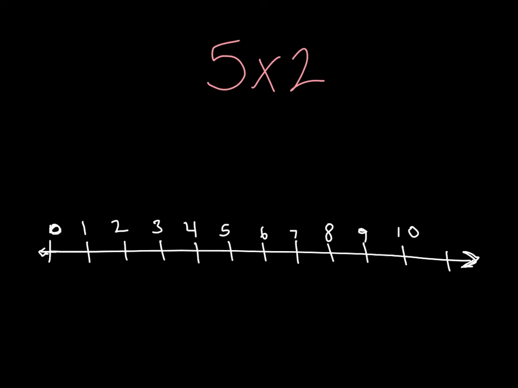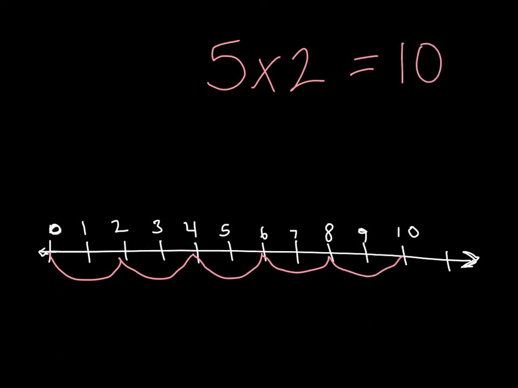Now give this one a try. On your number line on your paper, model what 5 times 2 would look like. Pause the video now. All set? So 5 times 2 is like 5 groups of 2, which means on our number line we are making 5 jumps. Each jump is by 2. 1, 2, 3, 4, 5 jumps of 2, and I landed at 10.